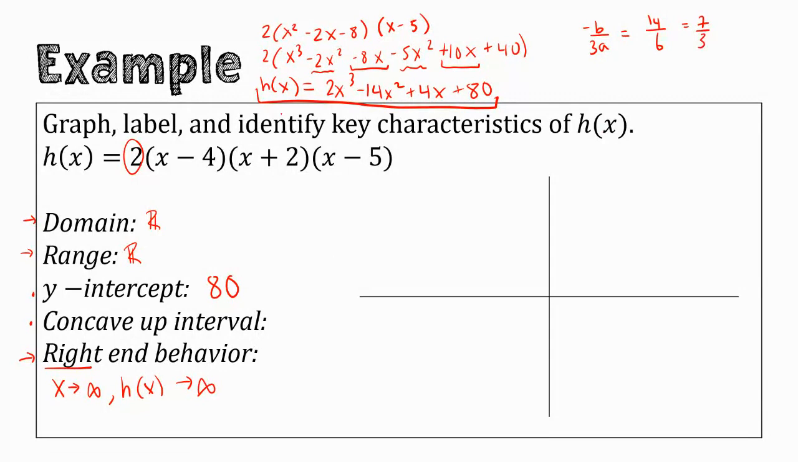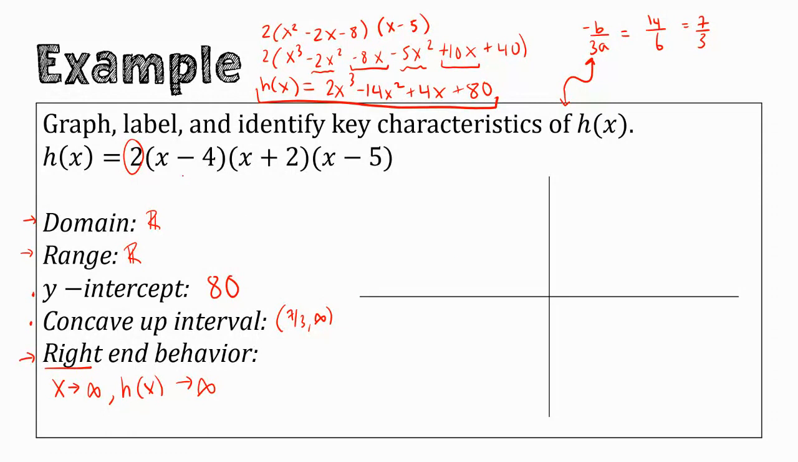So I know that this is going to increase, right? And so I don't know exactly about the extrema yet, but I know it's going to look something like this. Maybe there's extrema there, maybe there's not. So if it's concave up, it's going to be on the second half. So it will be from 7/3 to infinity.